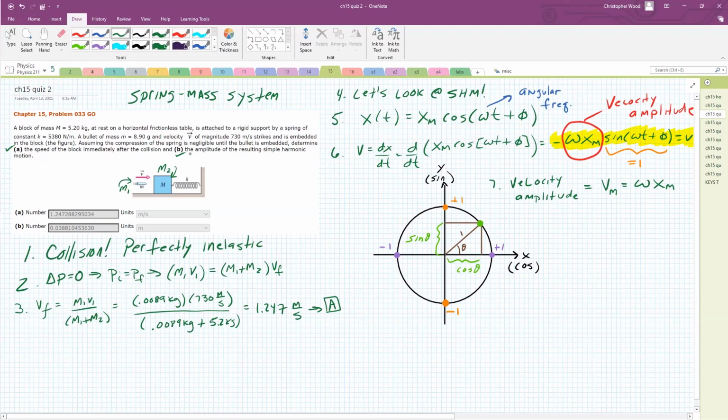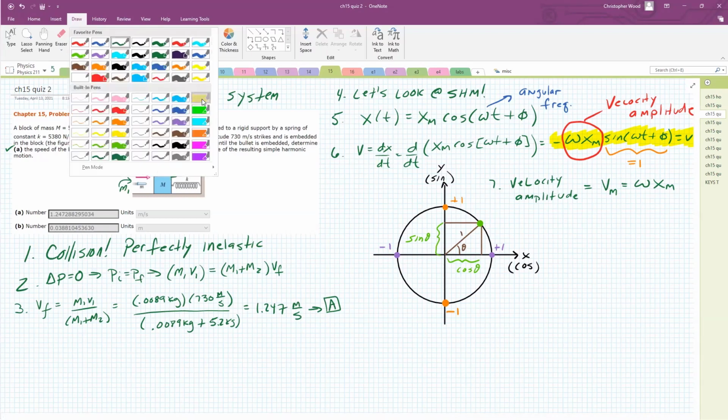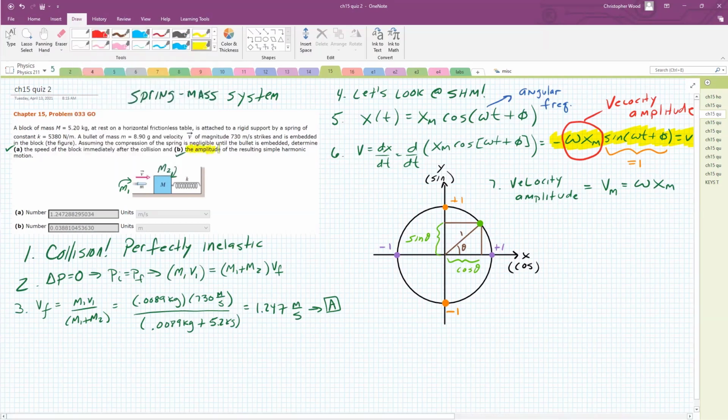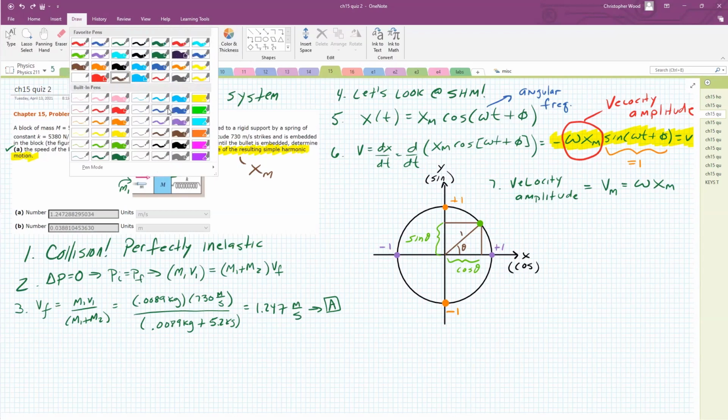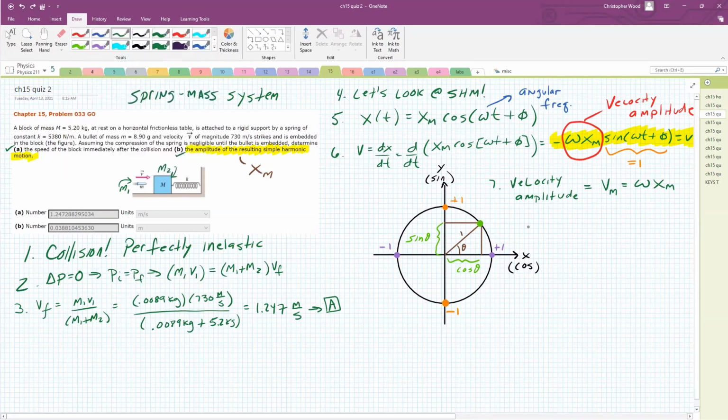So I read this wrong. It didn't say what is the velocity amplitude. It's saying what is the amplitude of the resulting simple harmonic motion. Now as I'm reading this carefully this time, this is talking about X sub M, not V sub M. It's not talking about velocity amplitude. It's talking about X sub M. So, well, actually, maybe this isn't wasted time. So how do we get that? All right, I guess I needed that after all. So I'm going to retract my apology.